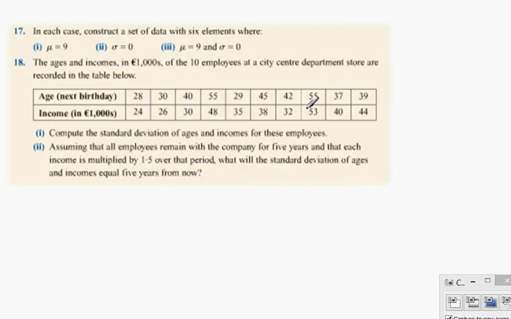Next question we had was question 17. In each case, construct a set of data with 6 elements where mu equals 9. I want the average to be 9. What's 6 times 9? 54. I'm going to write down 6 numbers, and when you add them all together, they will add up to 54. So what I can do here is I'll just do 2. I'll keep it below the average, so it makes my job easy.